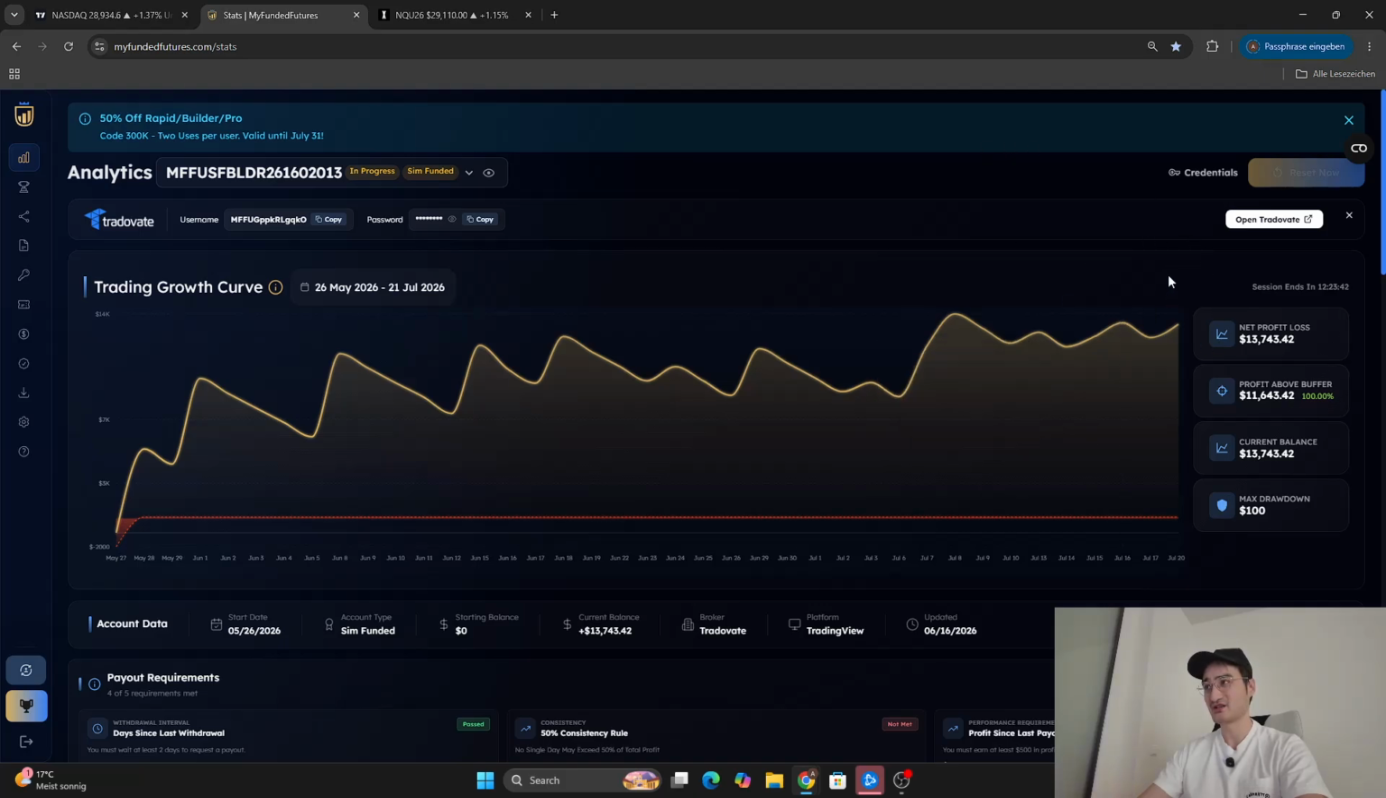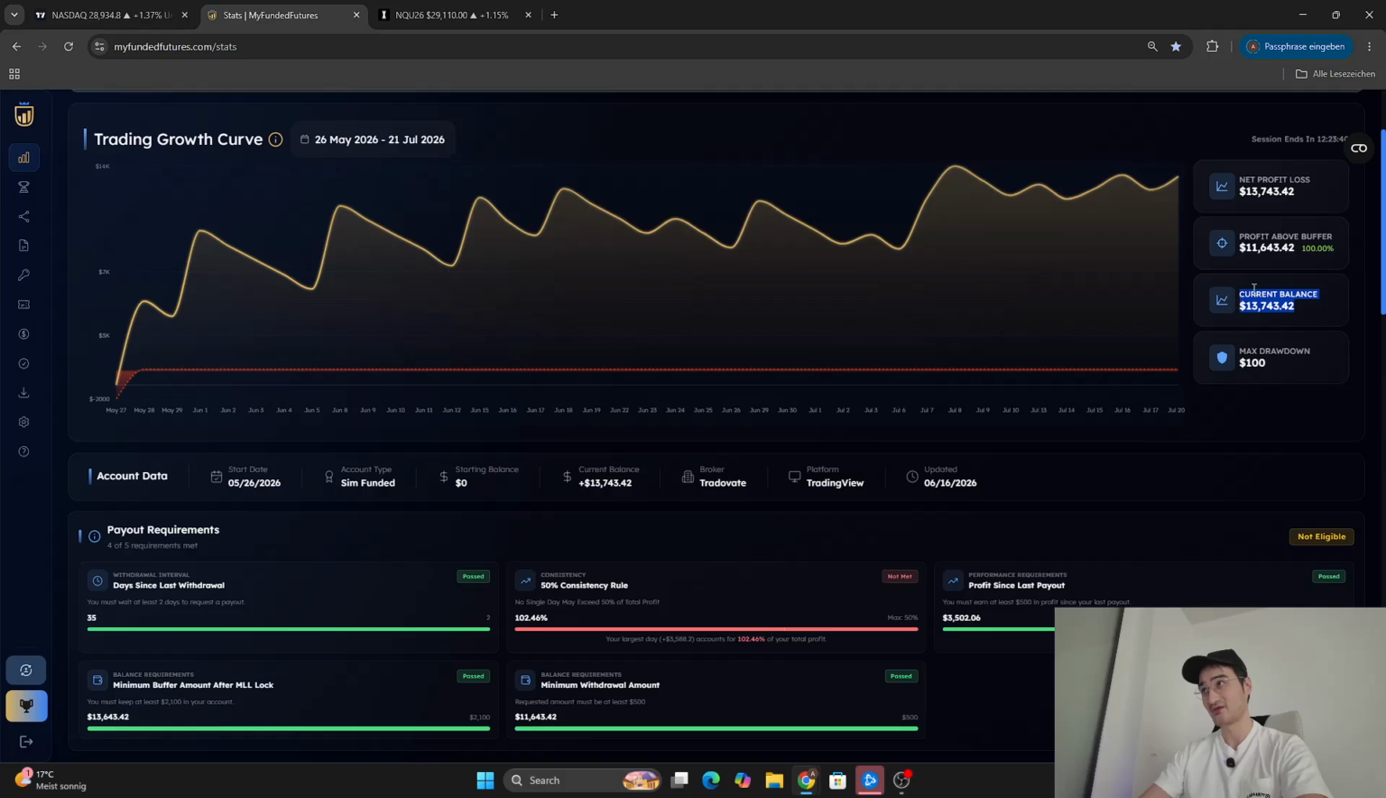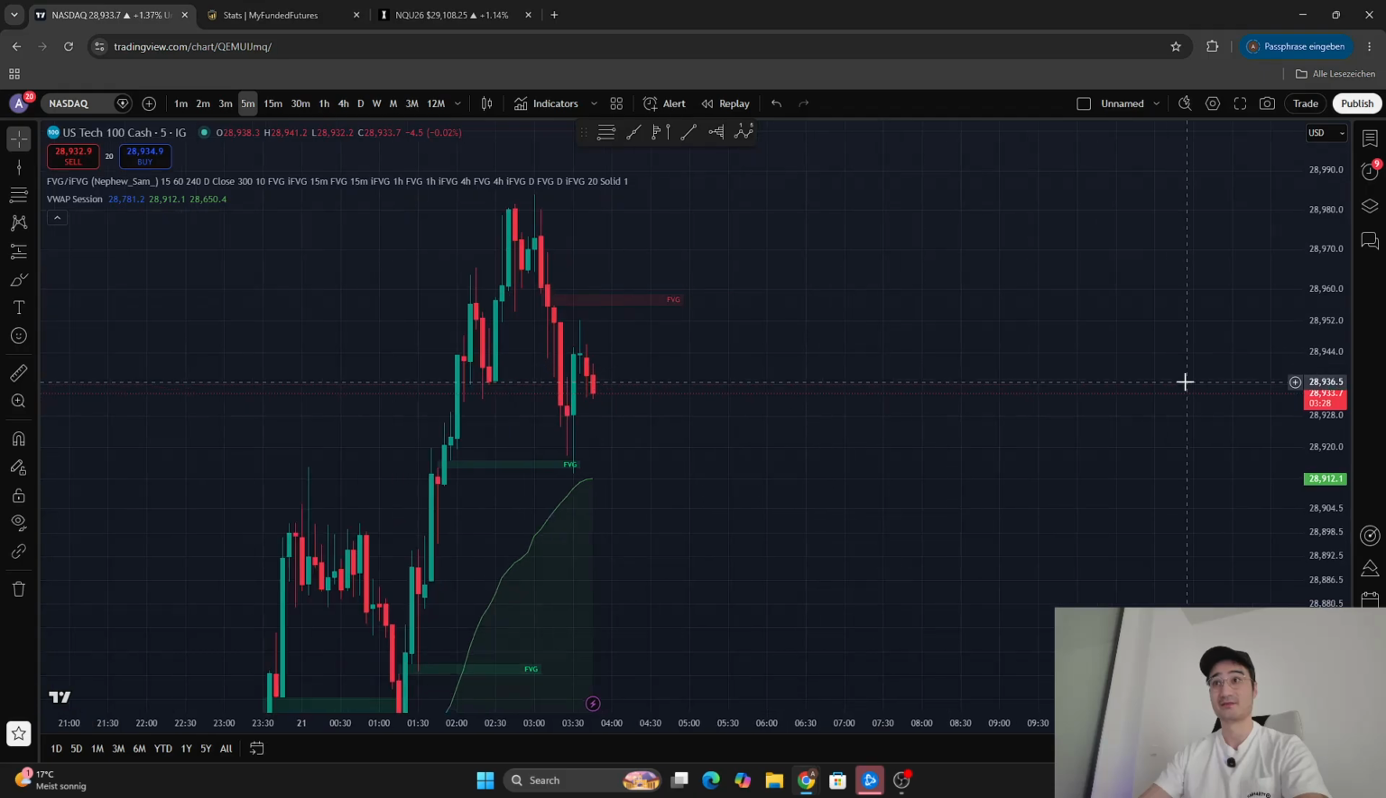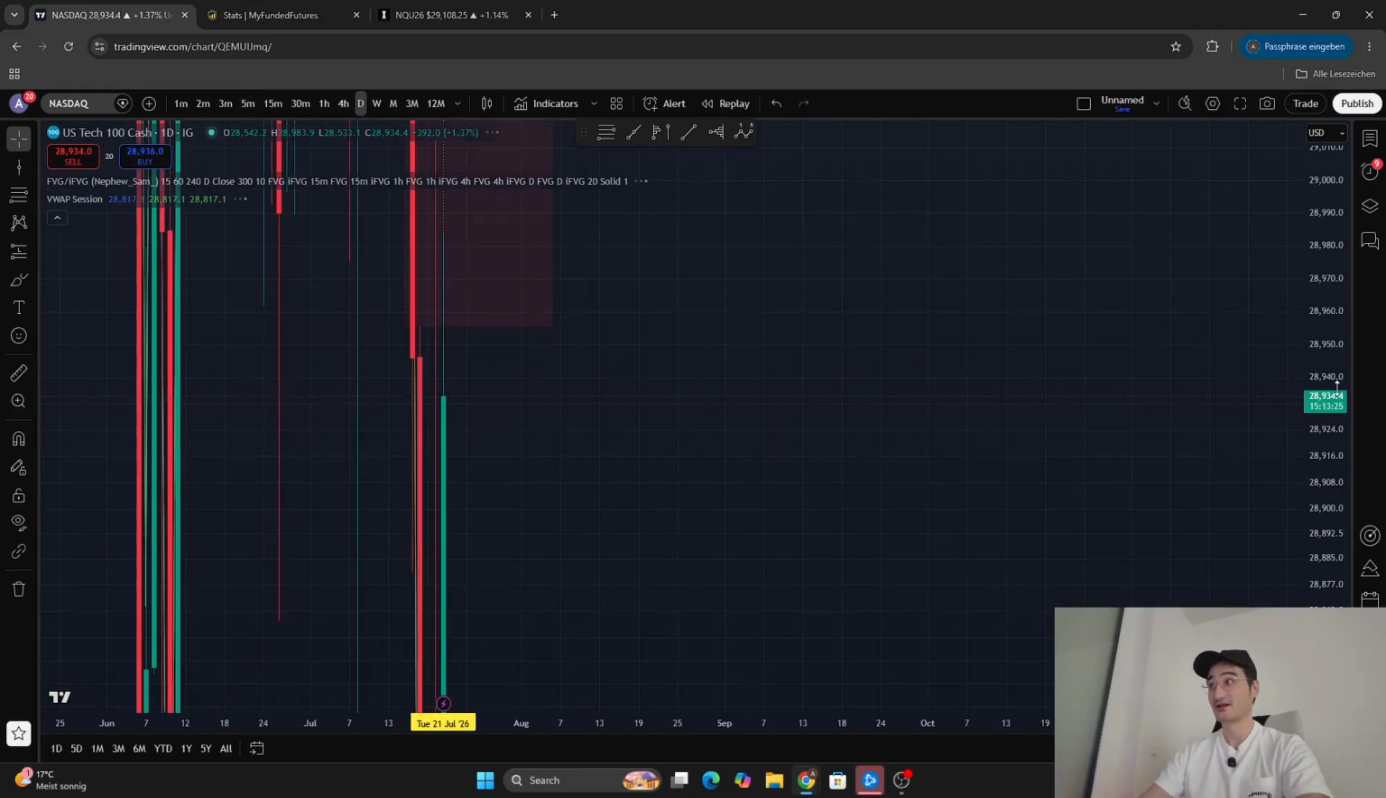So yeah, let's just get into the day one analysis. Day one journaling. This is the price action for yesterday. I took 3 trades. I think the first trade I took was around 2:30 a.m. New York time. Let's go into the price action just to see how we did yesterday.